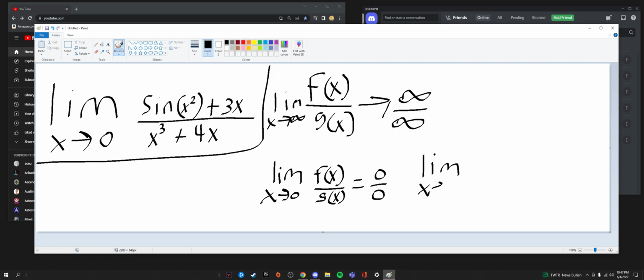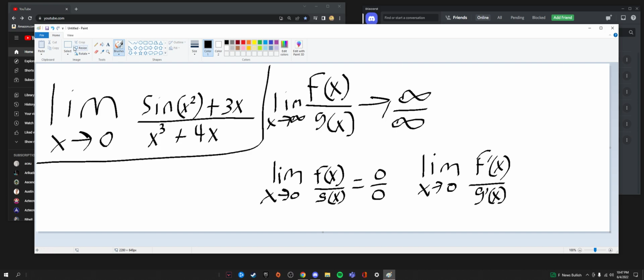So we would have the limit, let's run with the 0 example, as x approaches 0 of f prime of x over g prime of x. That's just representing the derivatives of f of x and g of x. If this gets us some finite number, we're good. If it doesn't, and we still get some sort of indeterminate form, we differentiate again, and we keep differentiating until we either don't get a finite number and say the limit doesn't exist, or we get a finite number and say the limit is that finite number.